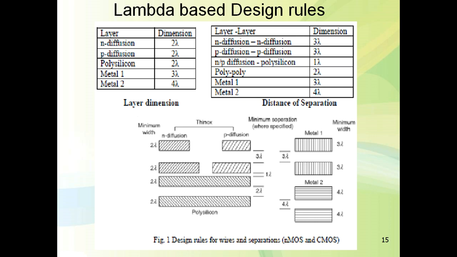Hello students, in the previous lecture I discussed the stick diagram, that is, how to draw the stick diagram for NMOS circuits and for CMOS circuits. Now there is an extension of the stick diagram, which is how to draw the layout. You know that the stick diagram is a compact representation of the layout. So how to draw the layout?